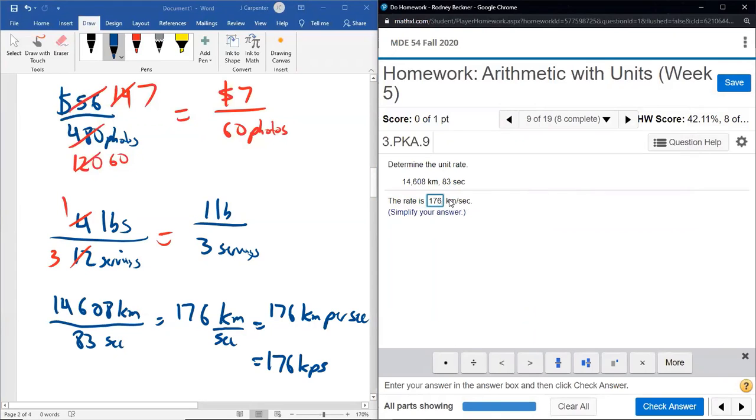Now maybe you don't trust that. You're like, holy cow, that is a ridiculously fast speed. We're covering 176 kilometers, which is about 100 miles, 105 miles roughly. We'll do that conversion another day maybe.